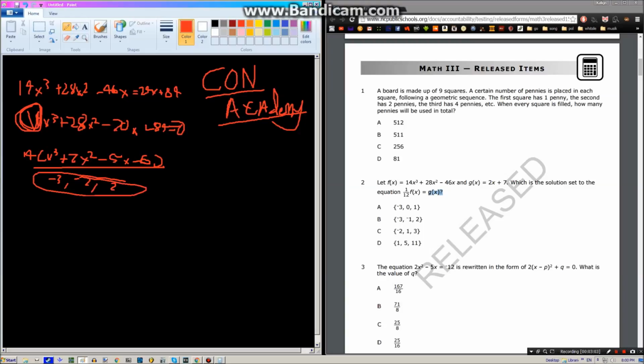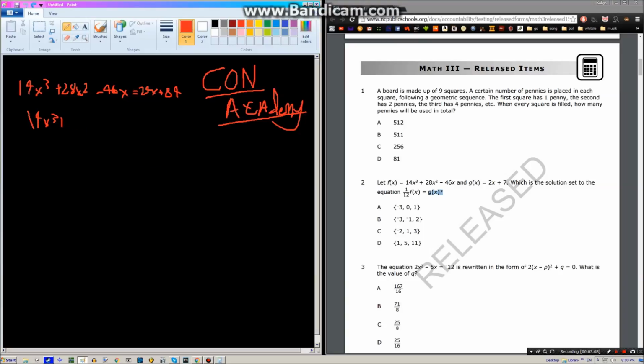So yeah, there you go. That's just supposed to be 3. So yeah, that's how you solve that one. A little bit, not too hard, but quite a bit of writing there.